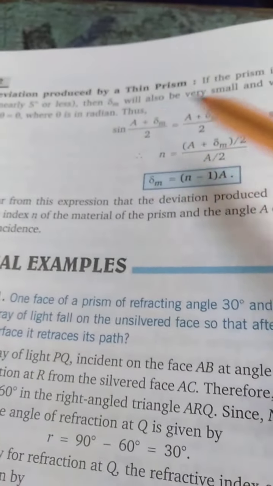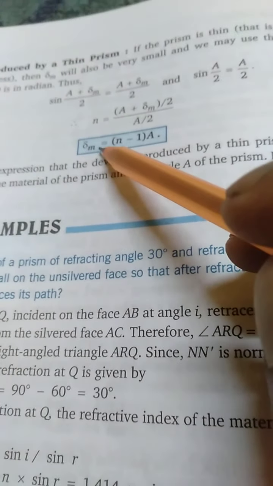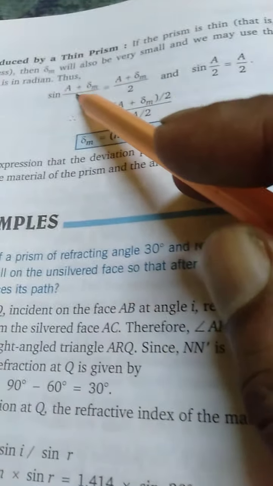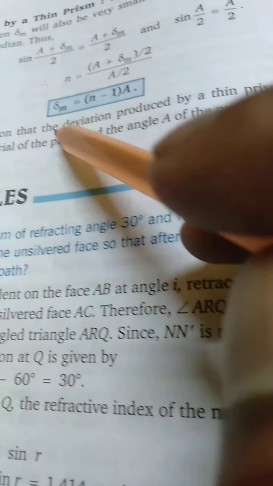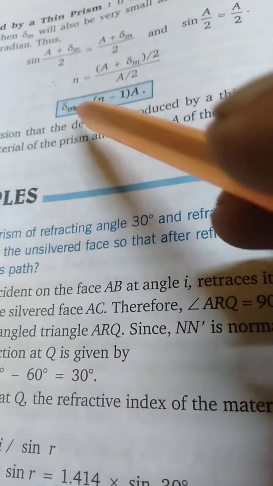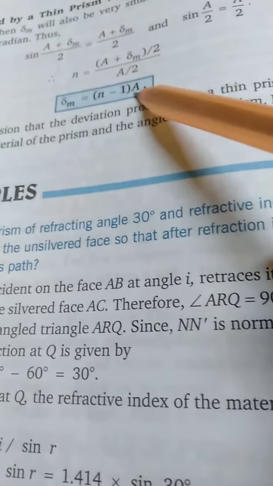Now, the deviation produced by a thin prism. What is the deviation produced? If in the case of a thin prism the angle is less than 5 degrees, then sin theta is equal to theta. So sin(A by 2) equals A by 2, and we get this formula: delta m is equal to (n minus 1) A. So the angle of minimum deviation is equal to the refractive index of the prism minus 1, into the angle of the prism.